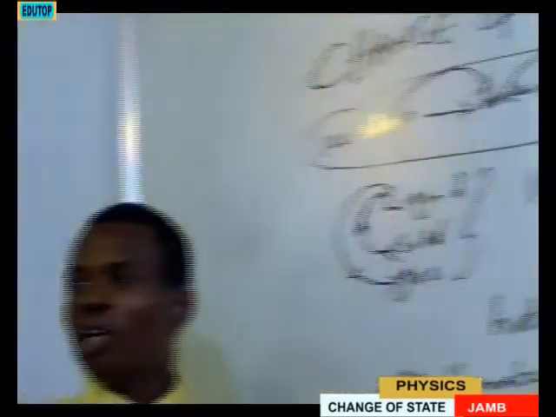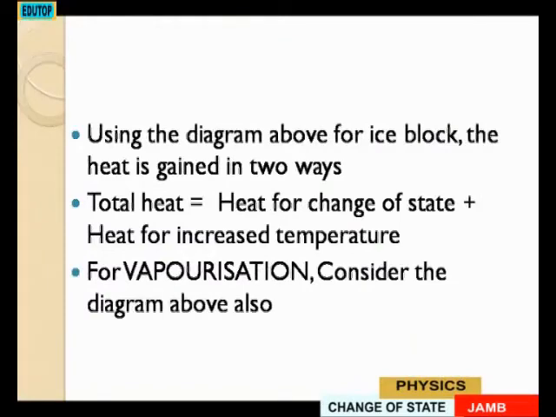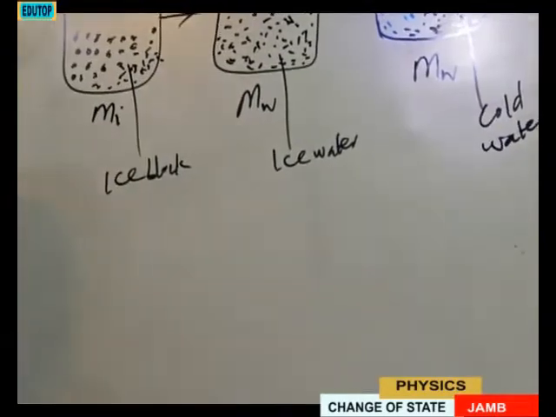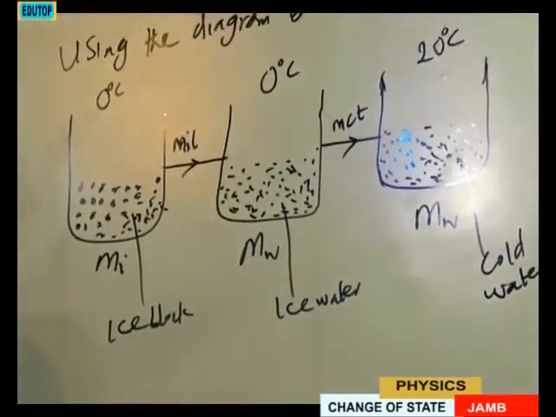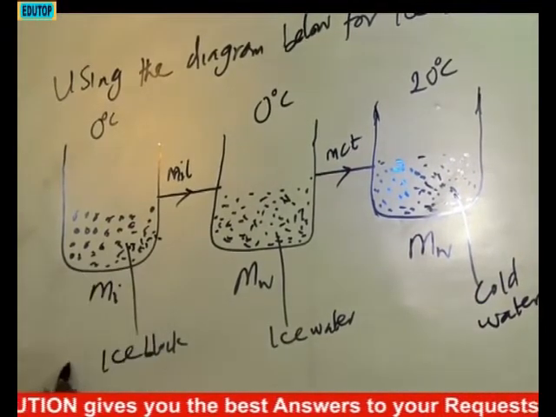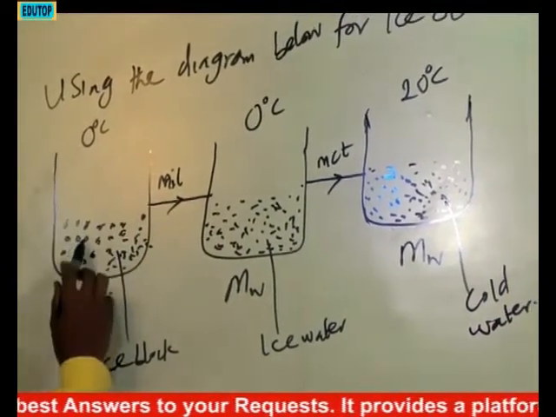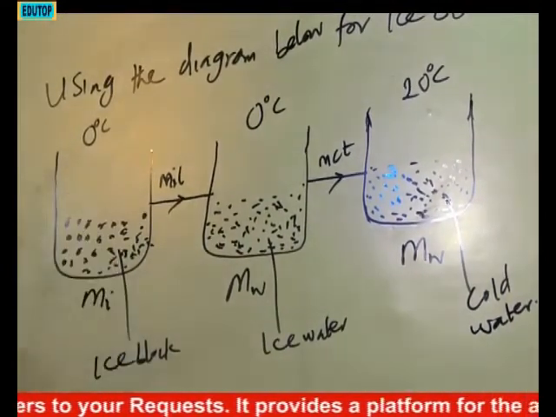Then we are going to consider using the diagram. Let's use the diagram to see how heat is being gained. Using the diagram above for ice block, heat is gained in two ways. Look at the first diagram. This is the ice block, the mass of ice, Mi. This is the ice block at 0 degrees Celsius, the temperature of this ice block.